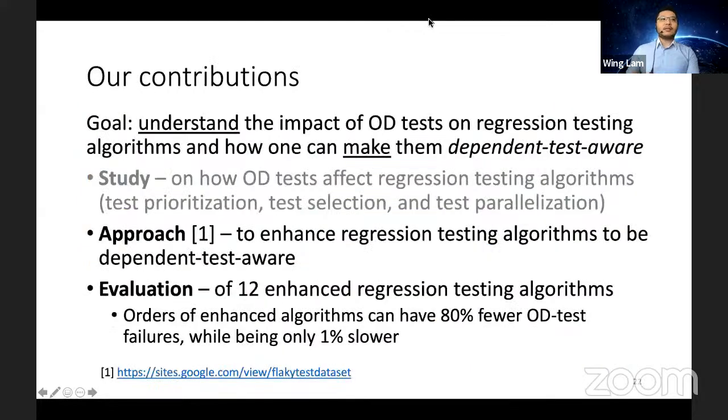So now that we see that order-dependent tests can affect these regression testing algorithms quite a bit, one natural question is how can we actually enhance these traditional regression testing algorithms so that they can be dependent test aware and be less affected by these order-dependent tests?